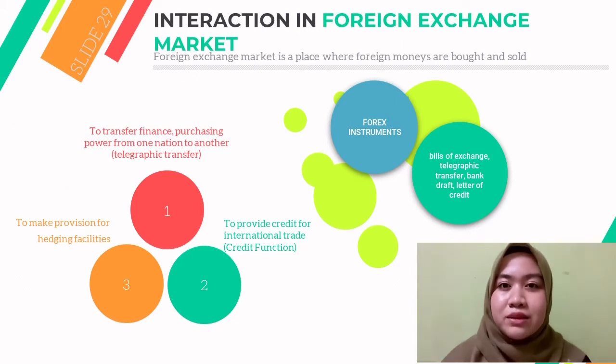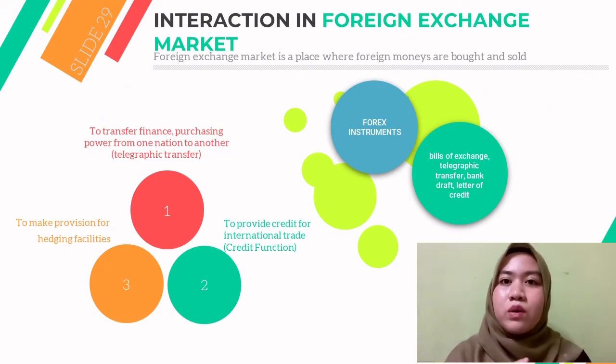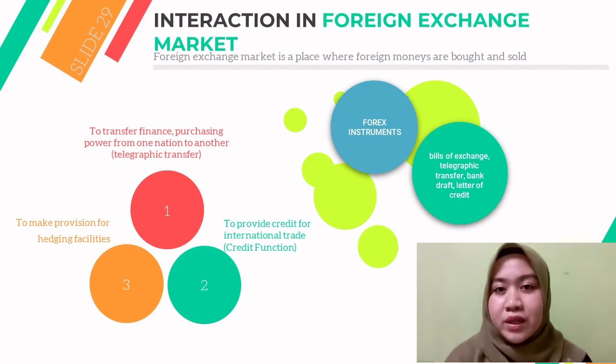Okay, foreign exchange market is used by the banks to transfer finance, purchasing power from one nation to another, which is telegraphic transfer. So they also provide credit for international trade that we call credit function. And last but not least is to make provision for hedging facilities.